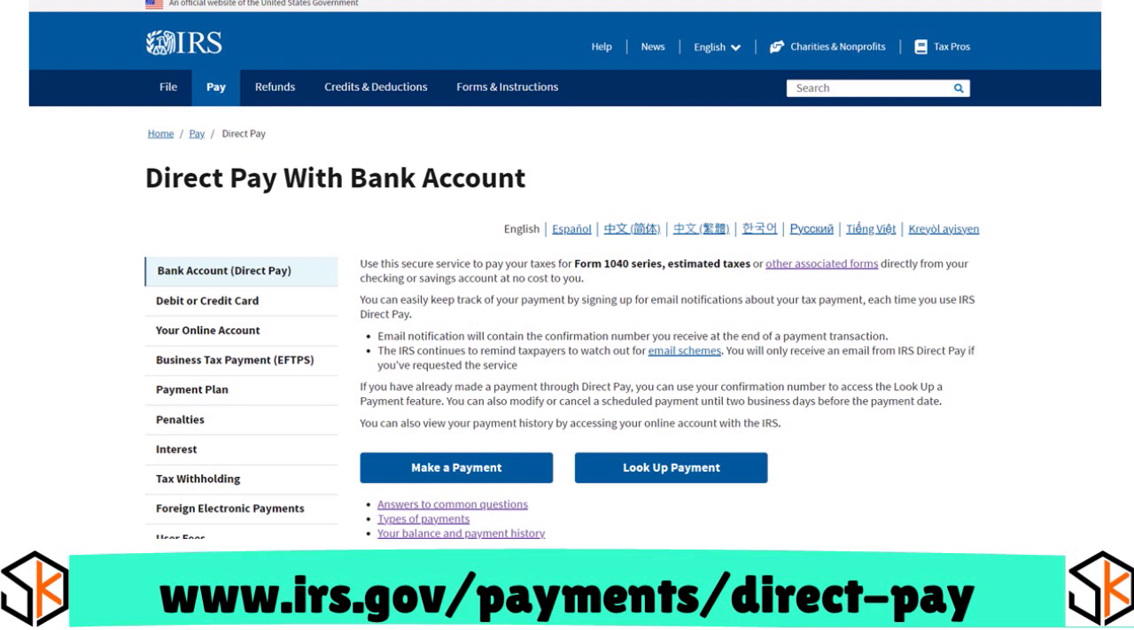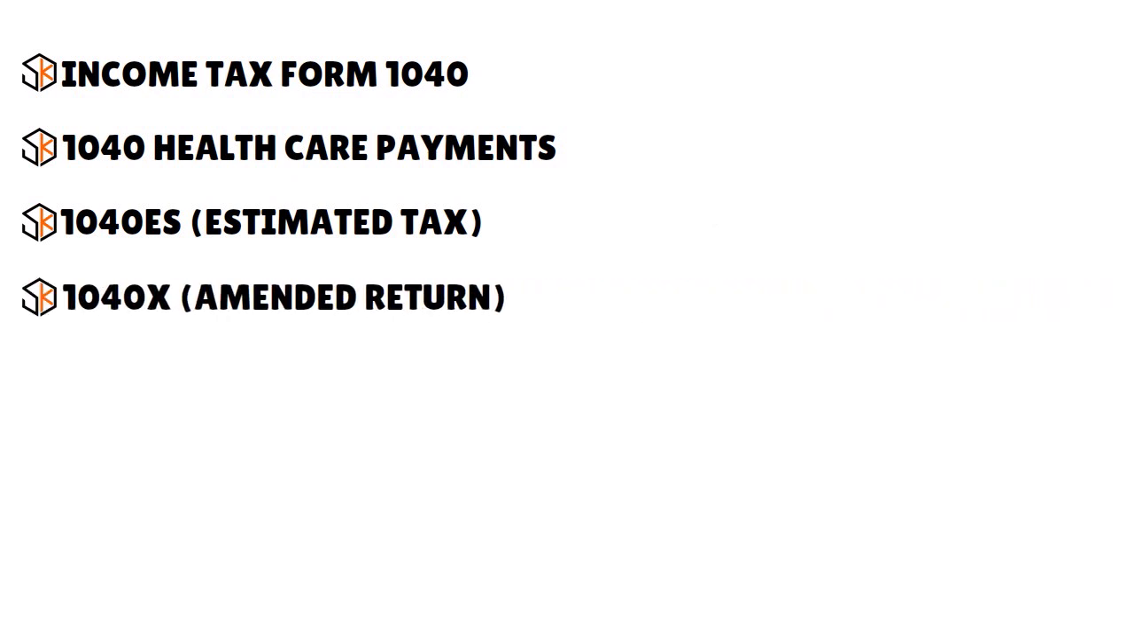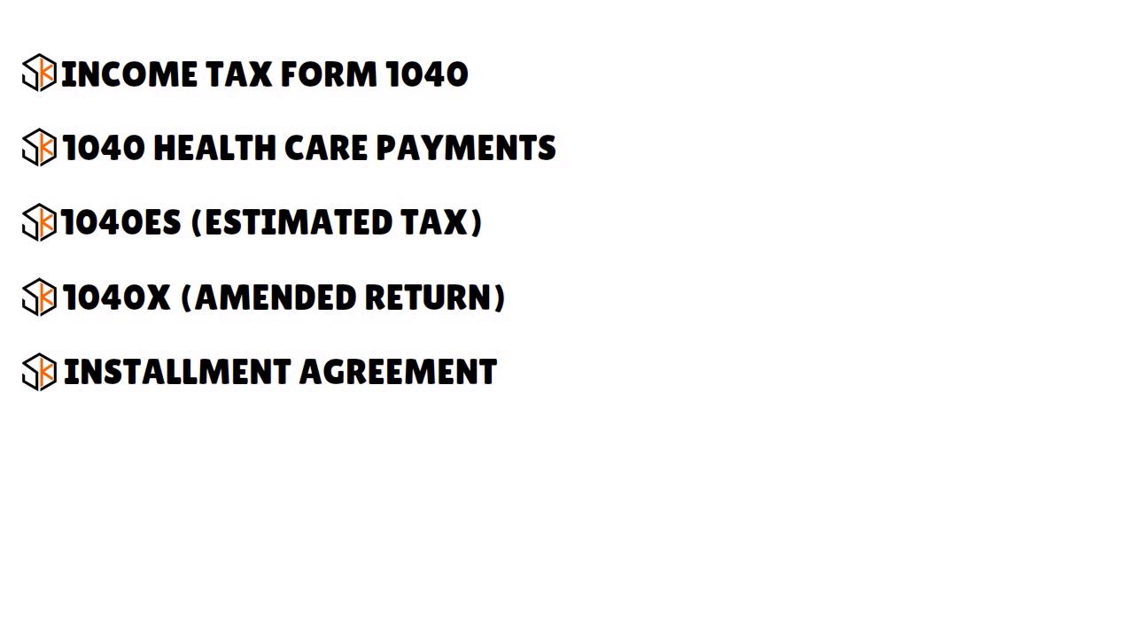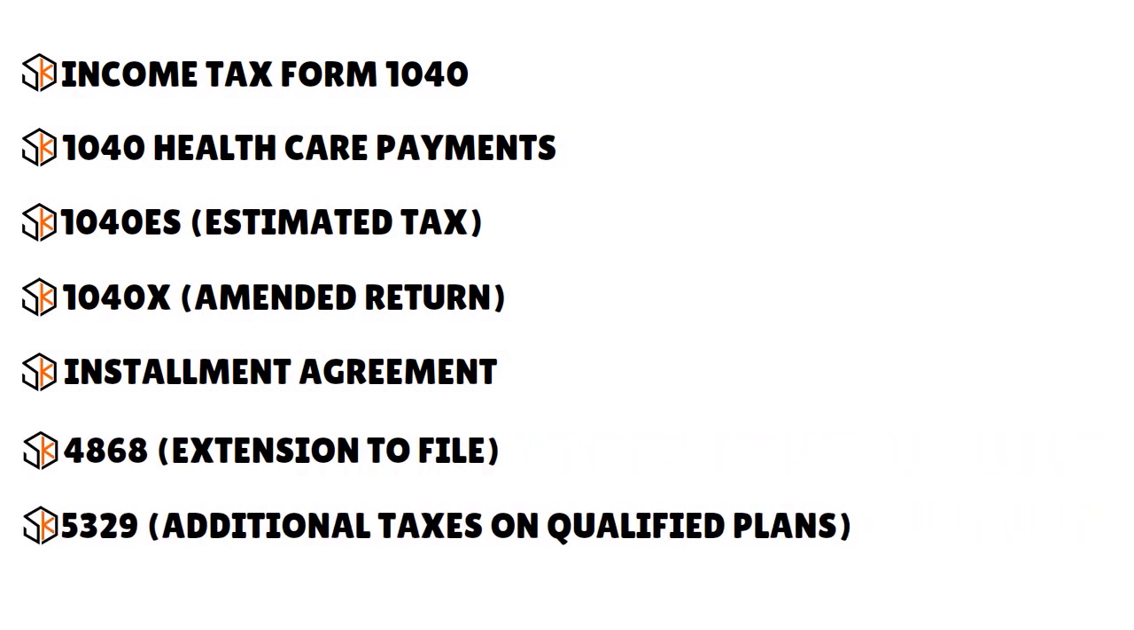What kinds of payments does Direct Pay accept? Individual taxpayers can use Direct Pay for payments on the following returns: income tax Form 1040, 1040 healthcare payments, formerly called shared responsibility payments, 1040-ES estimated tax, 1040-X amended return, installment agreements, 4868 extension to file, and 5329 additional taxes on qualified plans. Okay, so this is really important.